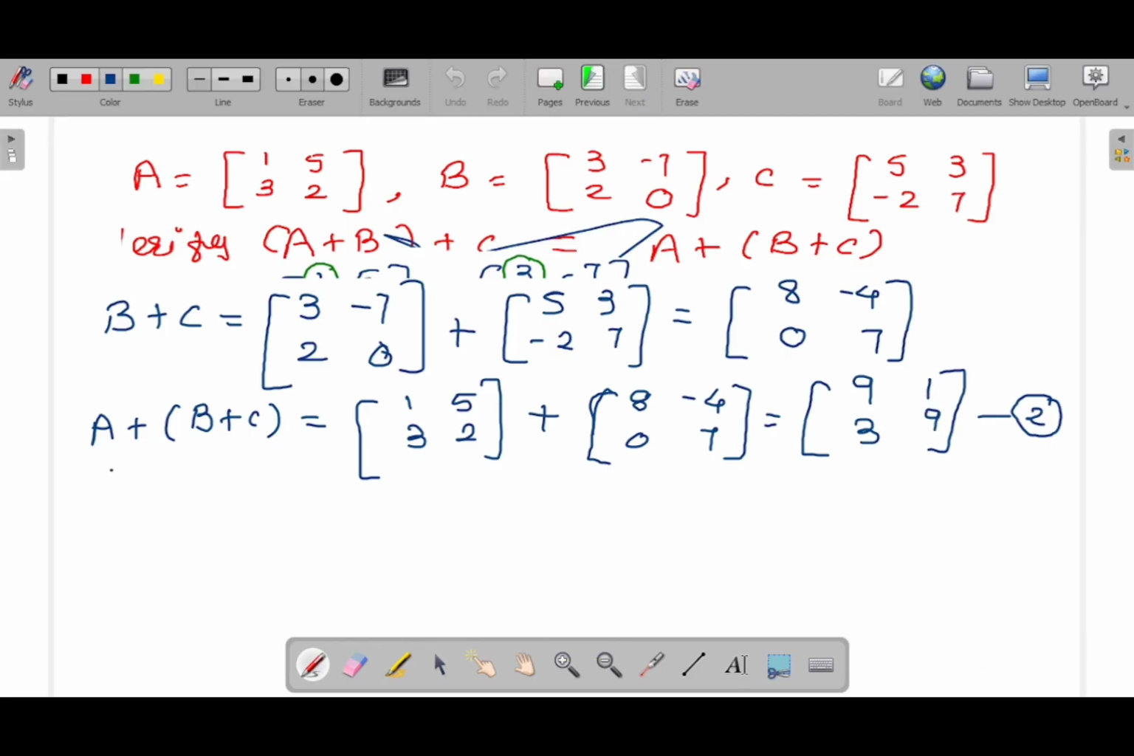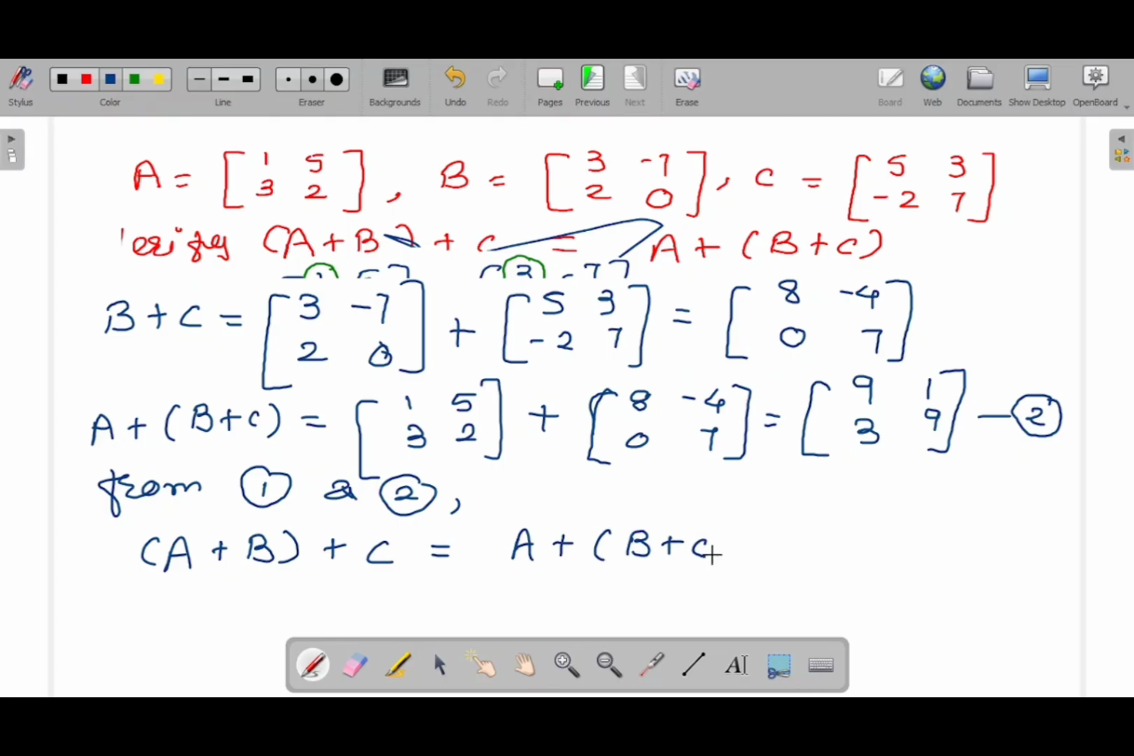So from our results 1 and 2, we can conclude that A plus B plus C is equal to A plus B plus C. So this way you can verify the given result.